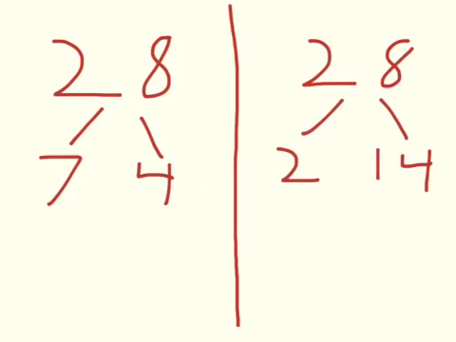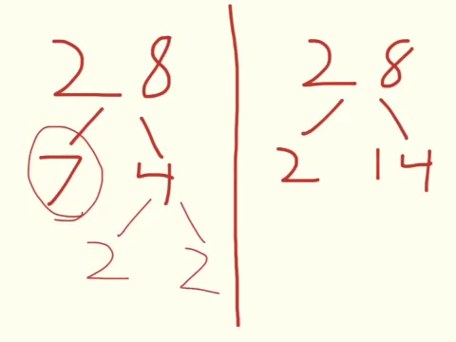Ignoring the way of factoring it as 28 times 1, there are 2 ways of factoring, 7 times 4 and 2 times 14. So 7 is a prime number, but 4 we can break down as 2 and 2. 2 is a prime number, so we're done there. The prime factors of 28 are 7, 2, and 2. It's important to note that there are 2 2's here.